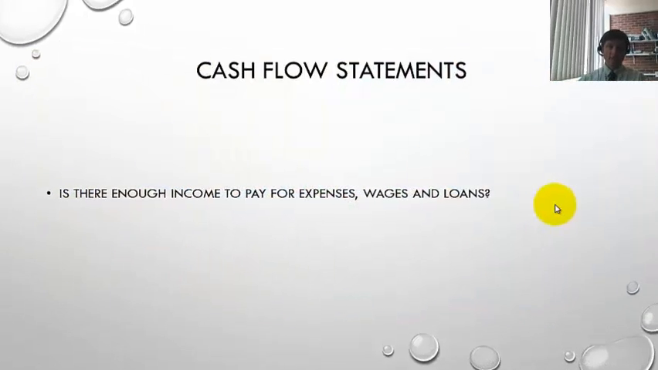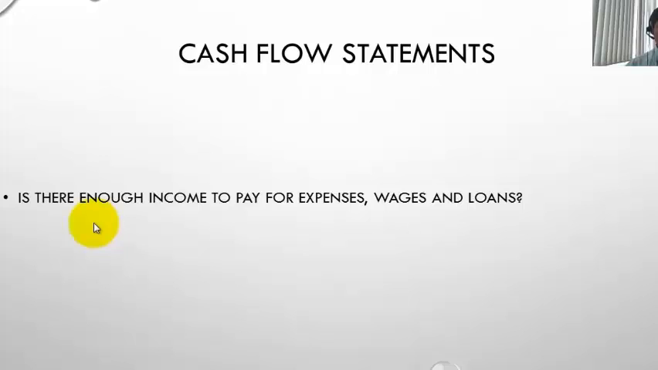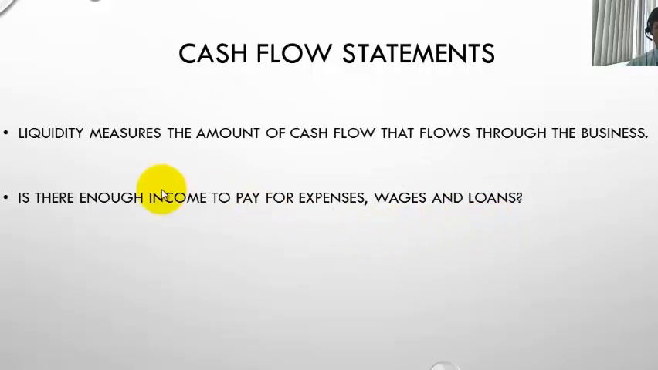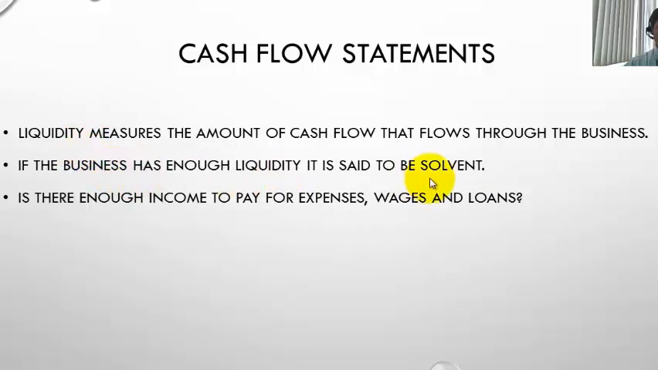Let's look at a cash flow statement in more detail. Essentially, the question we've got to ask ourselves is, is there enough income to pay for expenses, wages and loans? Liquidity, and that's why we looked at a cash pool, right? Liquidity is the amount of cash flow that flows through the business. So if we've got enough money in the pool, that means we've got enough liquidity. And if the business has enough liquidity, it's said to be solvent. Solvent means that it can continue to trade as it's currently doing.